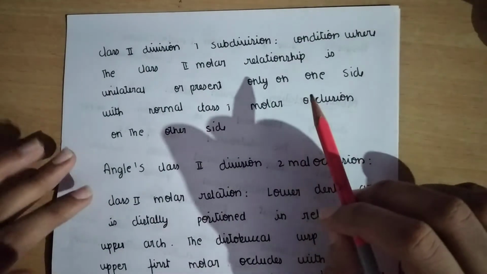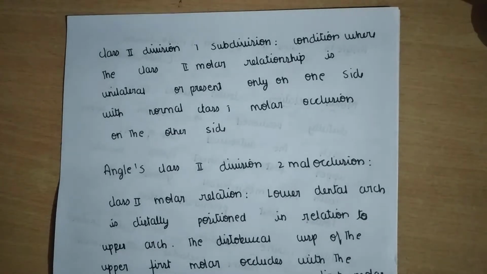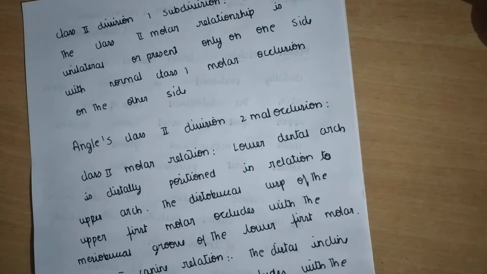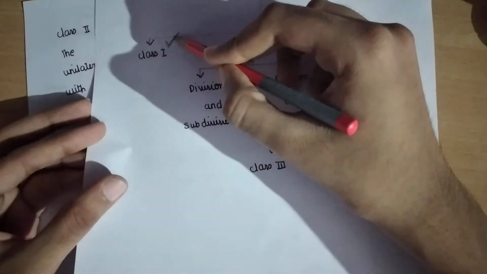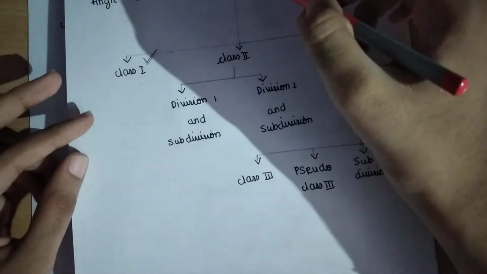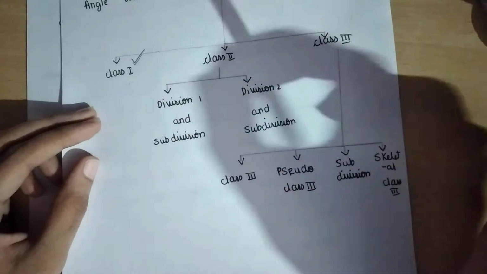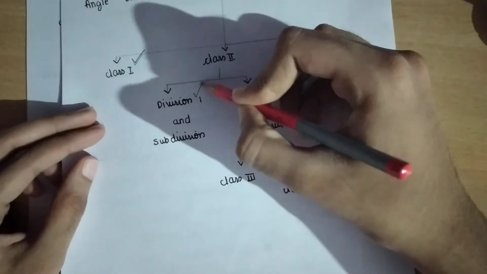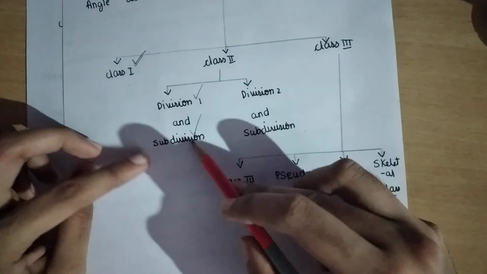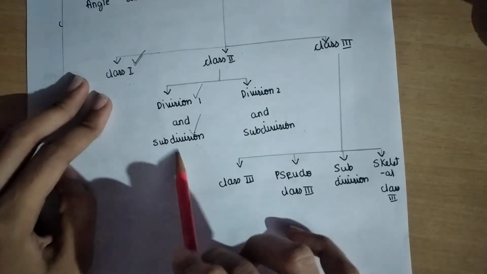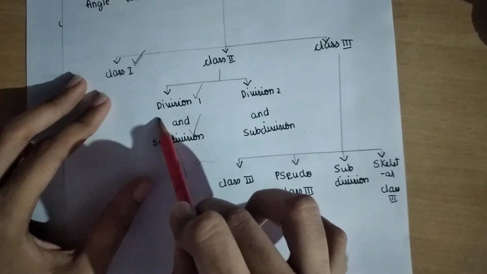Okay, we are seeing class 2 division 1 and its subdivision. We already saw class 1 and bimaxillary class 1, and now class 2 division 1. So what is a subdivision? Subdivision is a combination, like one side will be class 1 and the other side will be class 2 division 1.